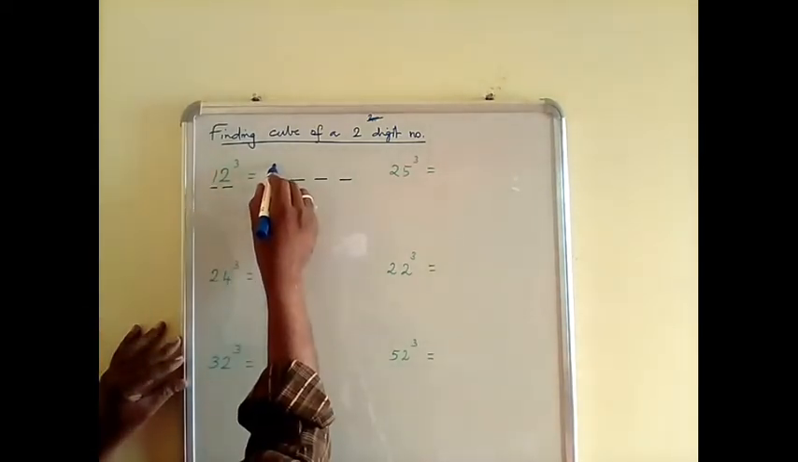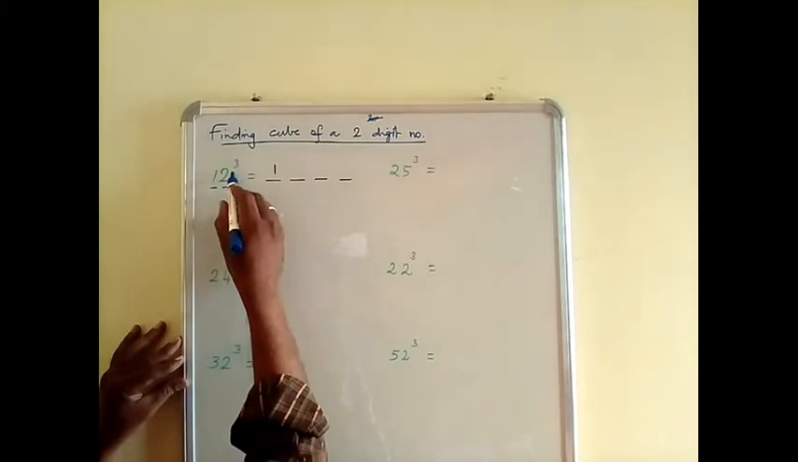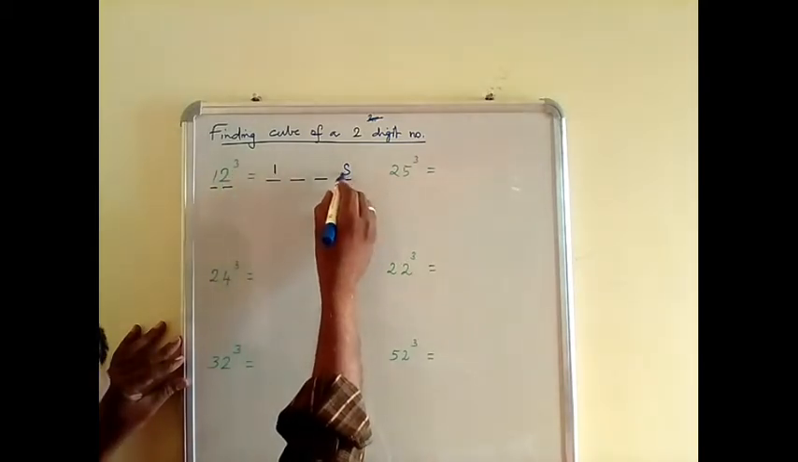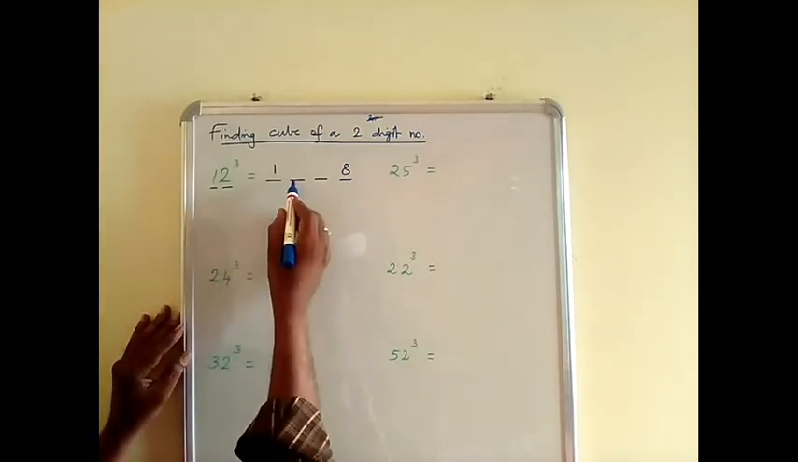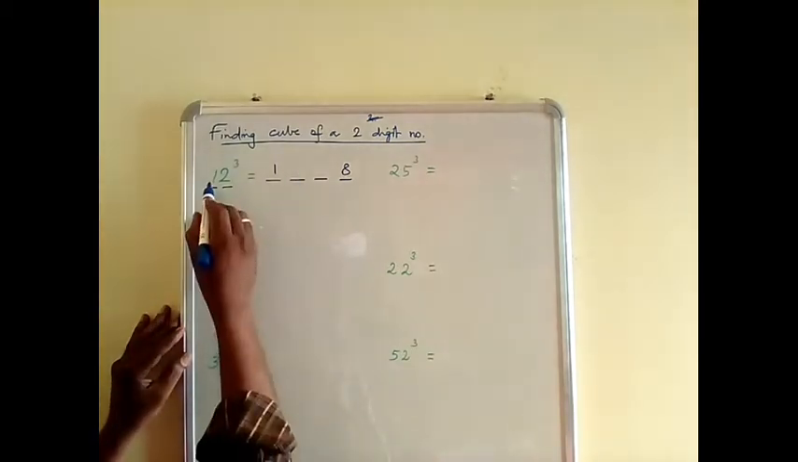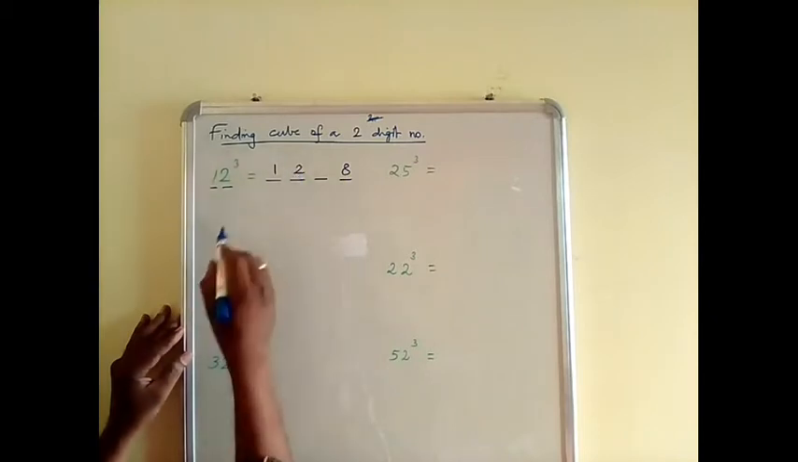1 cube is 1. Now take the cube of the second digit. 2 cube, that is 8. So put it here. Now the second place, square this first digit and multiply it with 2. 1 square into 2, that is 2.